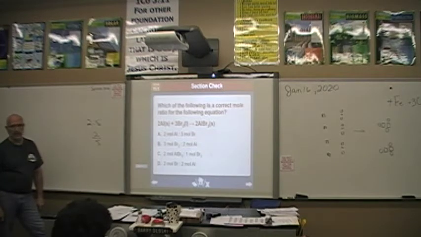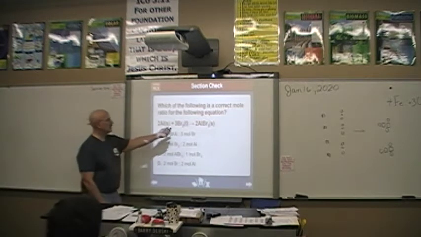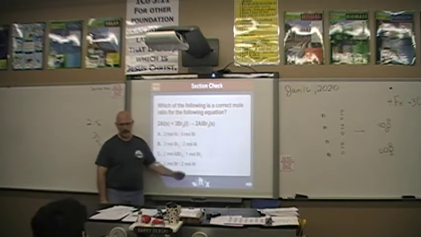Three of these are blatantly wrong. Only one is true. Connor? B. Okay. Answer this question. Why is A wrong? Somebody raise your hand. Why is A wrong? This is BR, not BR2. It says BR, not BR2, so we can't change these things. This is 3 moles of BR2.